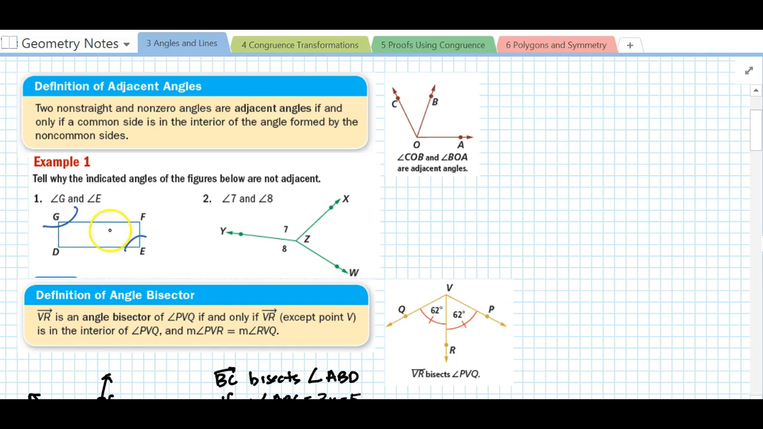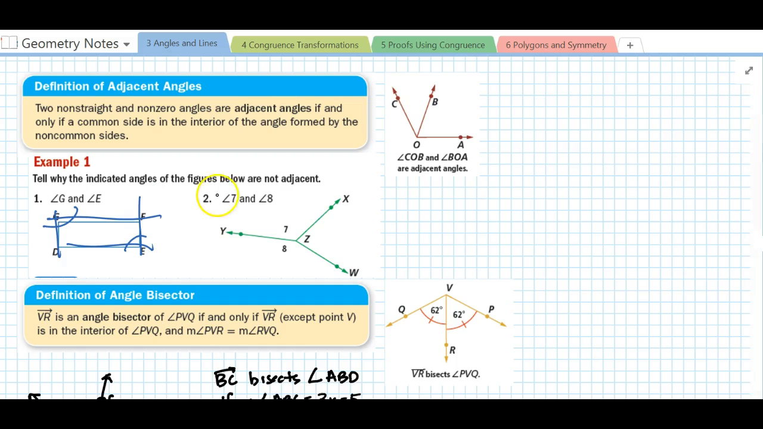Clearly they're not next to each other. Adjacent angles would be more like G and D or G and F. So G and E are across from each other. They are not adjacent. G and E also do not share a common side. The sides of angle E are FE and DE. The sides of angle G are GD and GF, so they don't share any common sides.